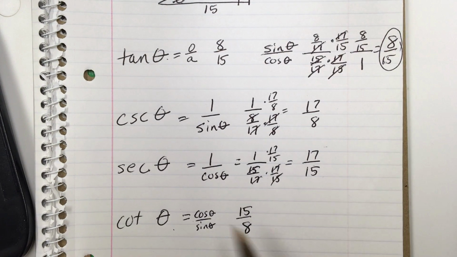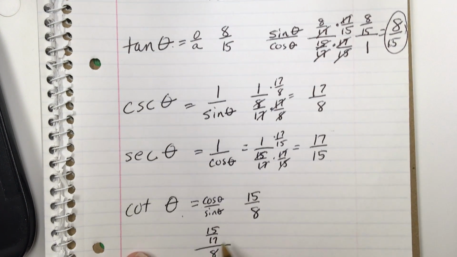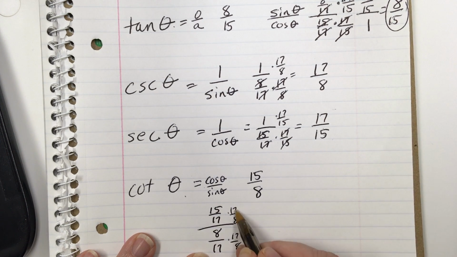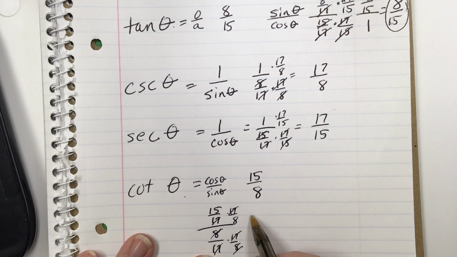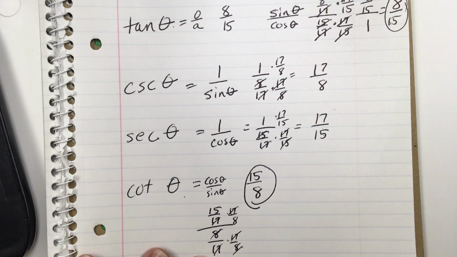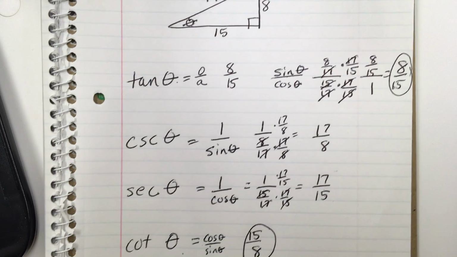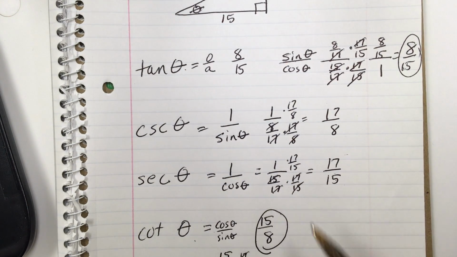Well, we know that cosine is 15 over 17. We know that sine is 8 over 17. If I multiply by the reciprocal of the denominator, 17 over 8, the 17s will cancel, the 8s will cancel, leaving 15 over 8 also. So we use the identities to help me find tangent, cosecant, secant, and cotangent.